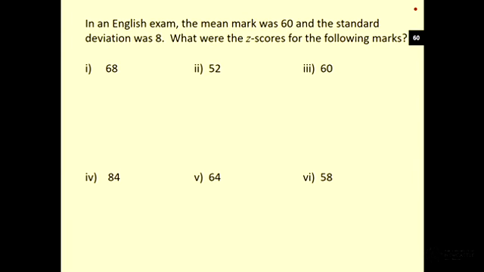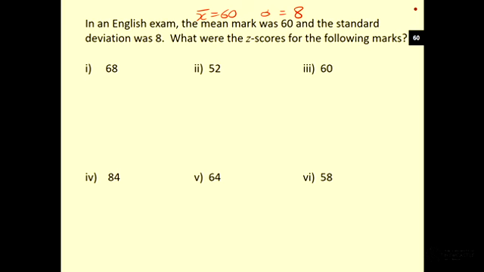So in an English exam, the mean mark was 60, right, mean equals 60, and the standard deviation was 8. That's my best sigma I can draw. So, if someone got 68 in this exam, can anyone see what their z-score would be described as? They got 1, a z-score of 1, because their score is 1 standard deviation above the mean.